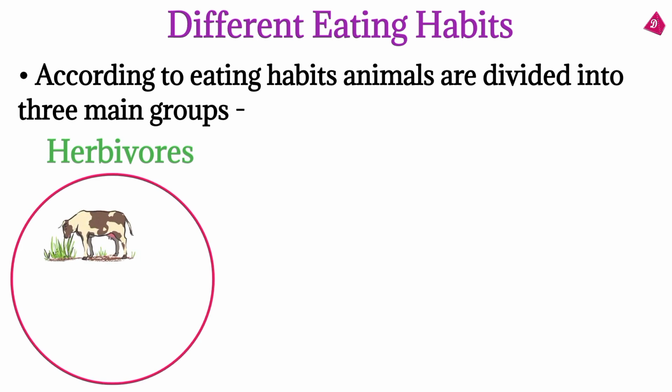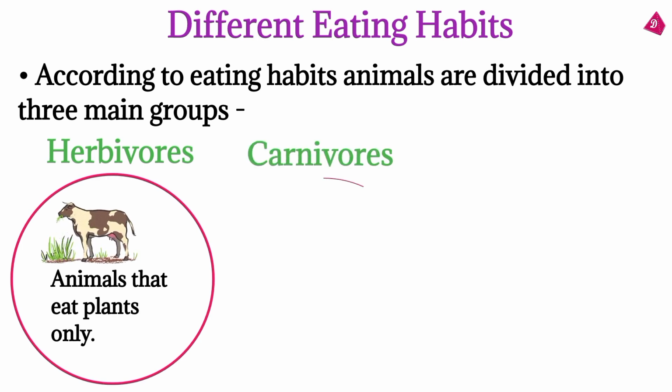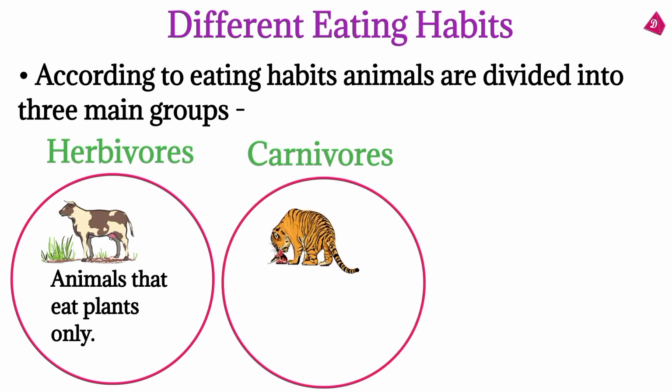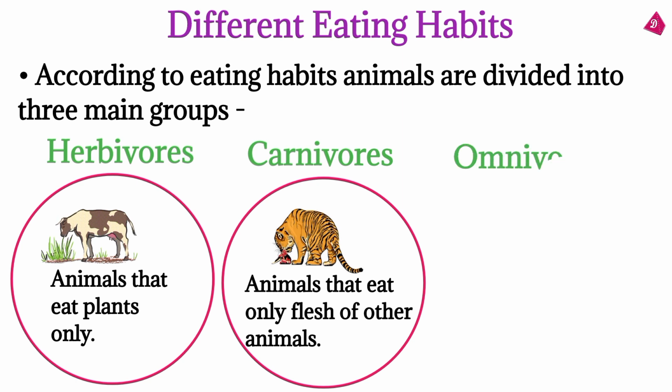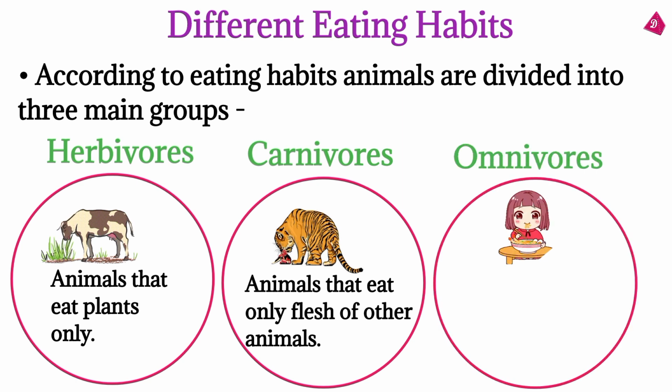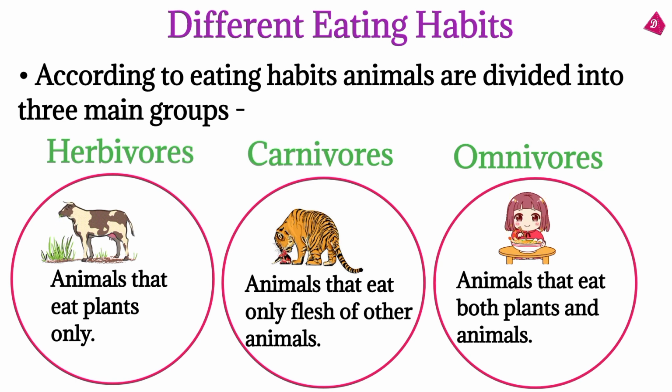Herbivores. Children, herbivores are those animals that eat plants only. Carnivores. And children, carnivores are those animals that eat only flesh of other animals. Omnivores. Omnivorous animals are those animals that eat both plants and animals.